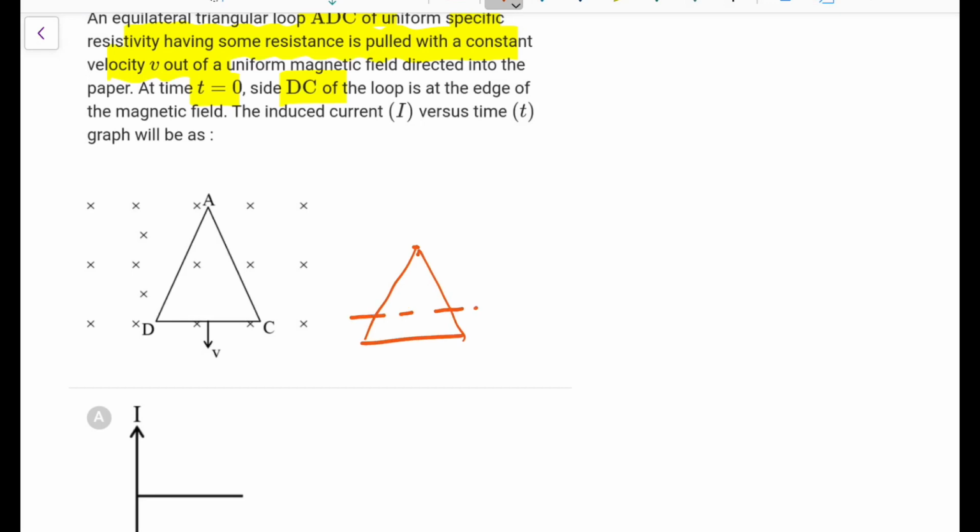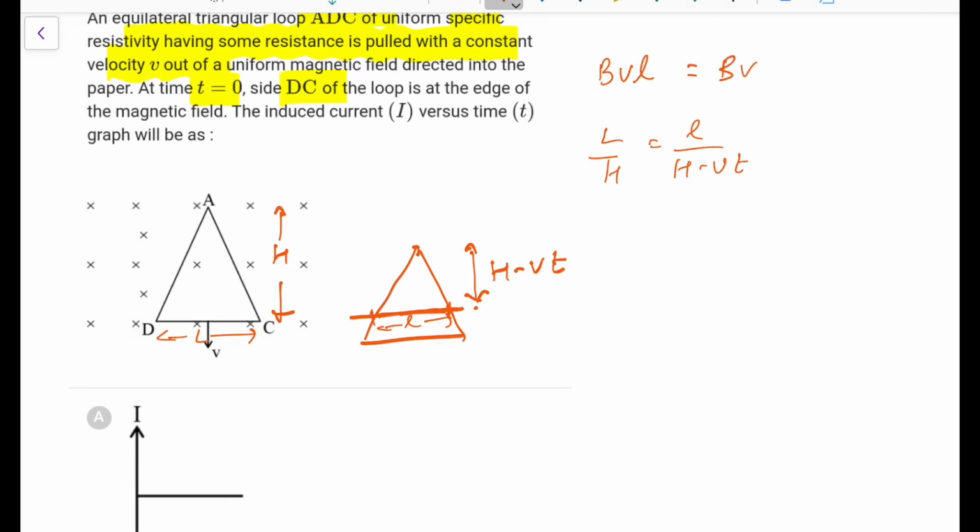So the length that remains would be, if this was h, h minus vt. Now this is the length for BVL. So we know EMF would be BVL, and what is this length L? Let me call it capital L. By similar triangles, AAA similarity, because it is an equilateral, it becomes an isosceles triangle, no issue for that. So L by H would be equal to L upon H minus Vt. Substituting this, the EMF would be BV L upon H into H minus Vt.